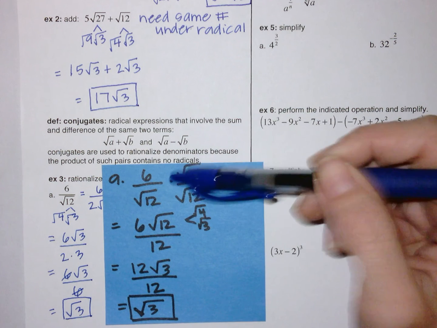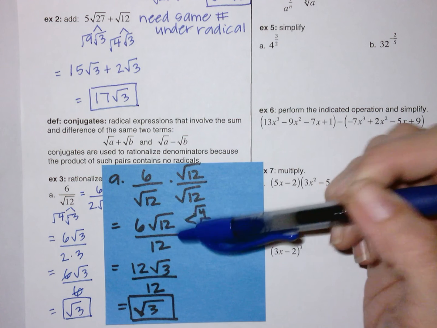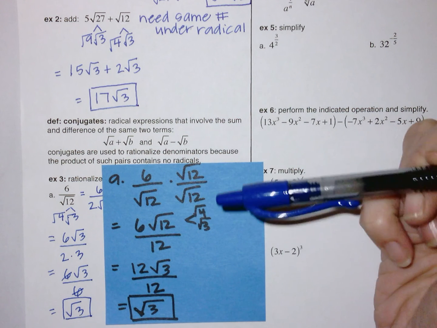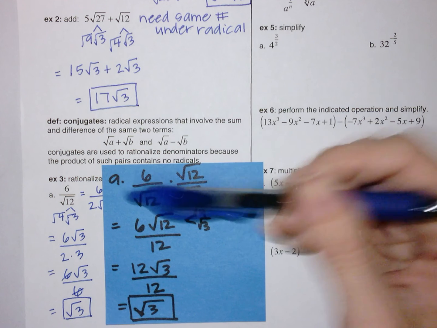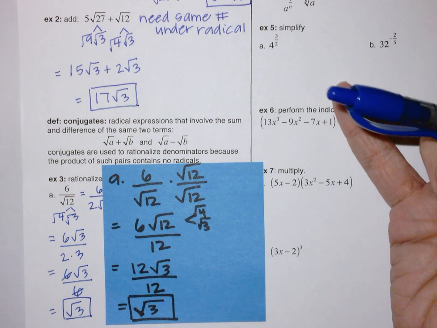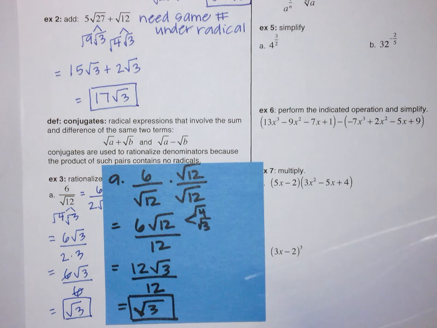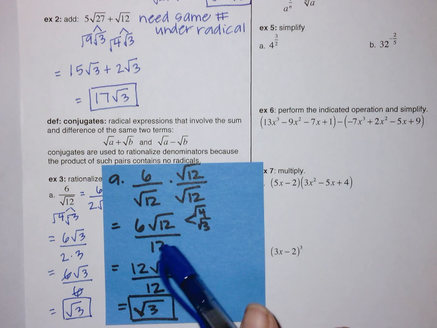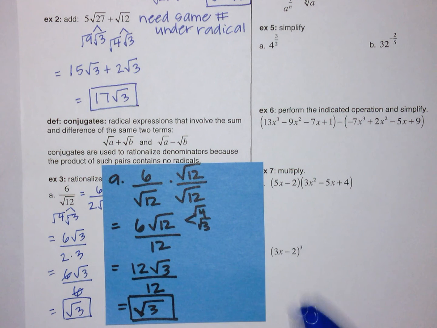In the numerator, 6 times root 12 is 6 root 12, and in the denominator I have 12 times 12, which is 12 squared, and then I'm square rooting that, so it's going to undo that square, so I'll have 12. Another way to think of it is 12 times 12 is 144. The square root of 144 is 12, so we get it many different ways.